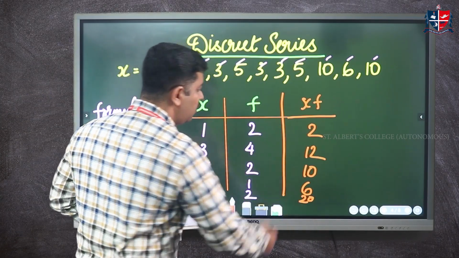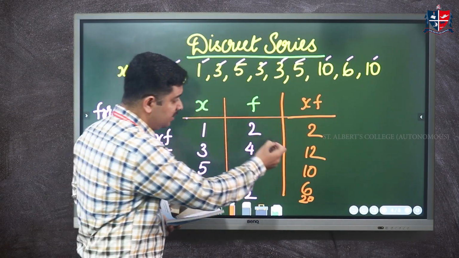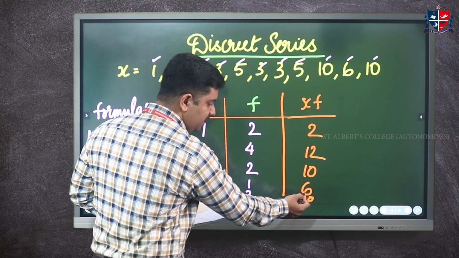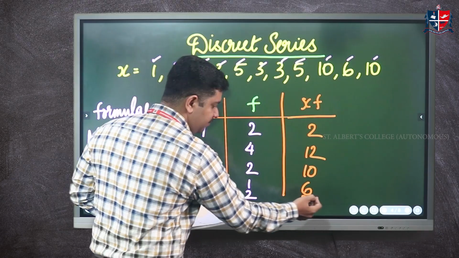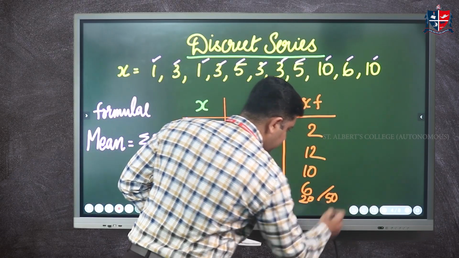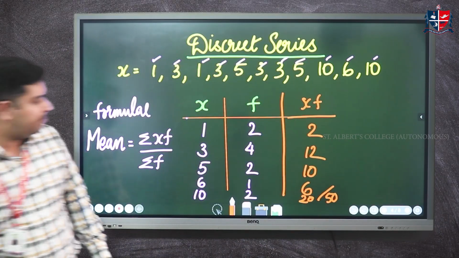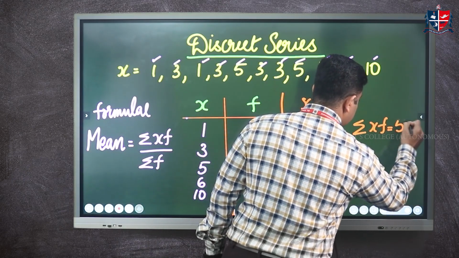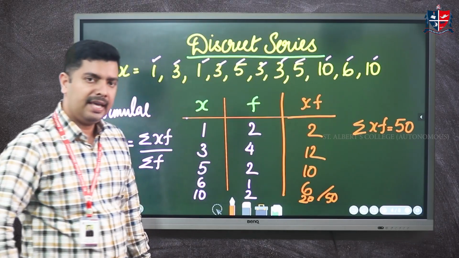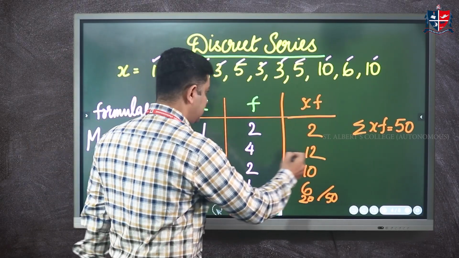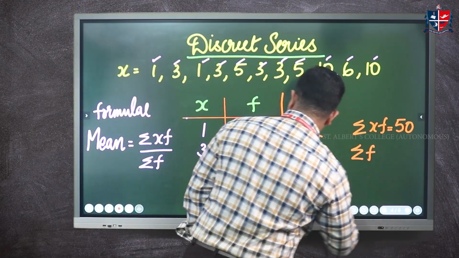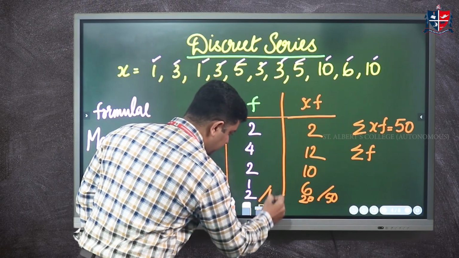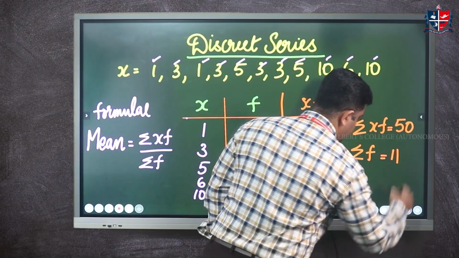So you just multiplied them and then you got xf. When you add all these numbers together, 2 plus 12 plus 10, 24. 24 plus 6, 30. 30 plus 20, 50. So you will get 50, which means sigma xf is equal to 50. And sigma f? When you add these together, 2, 4, 5, 6, 8, 9, 10, 11. You will get 11. Sigma f is equal to 11.